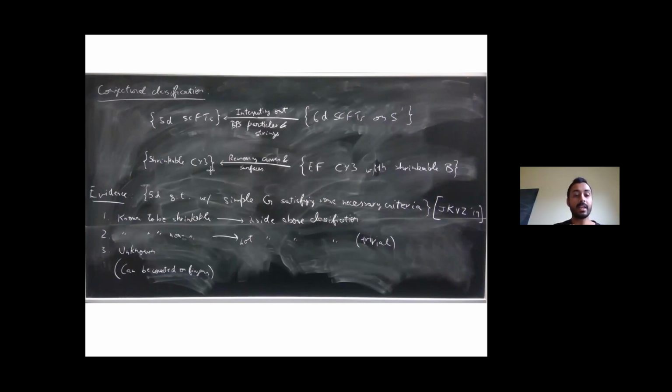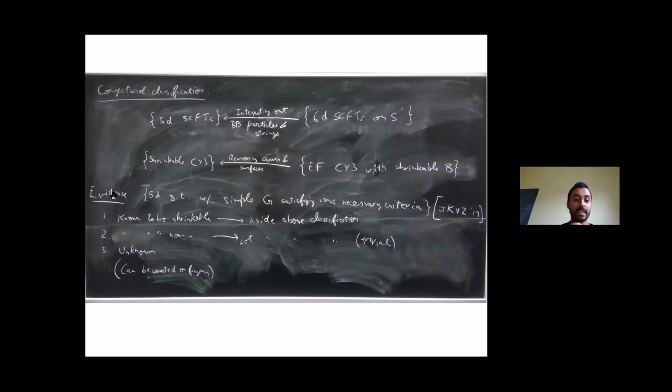Mathematically, this states that all the shrinkable Calabi-Yau three-folds should be obtainable by removing curves and surfaces from elliptically fibered Calabi-Yau three-folds such that their base is shrinkable. And you can identify this set with the set of 6D SCFTs by F-theory.